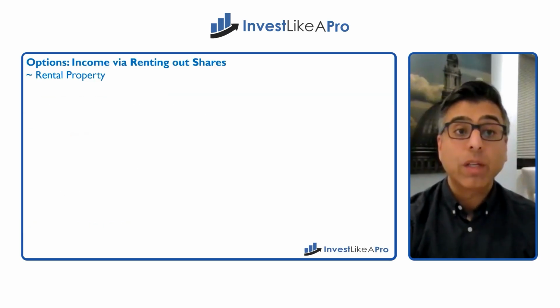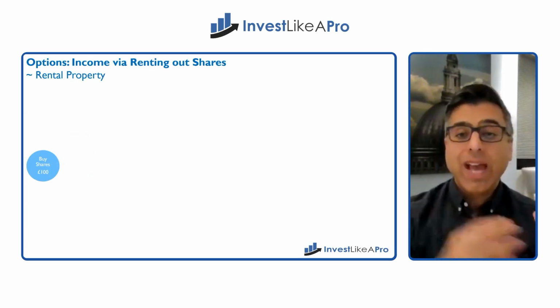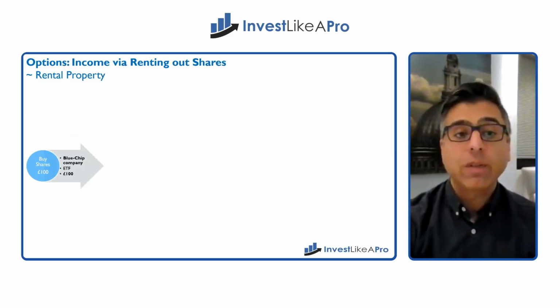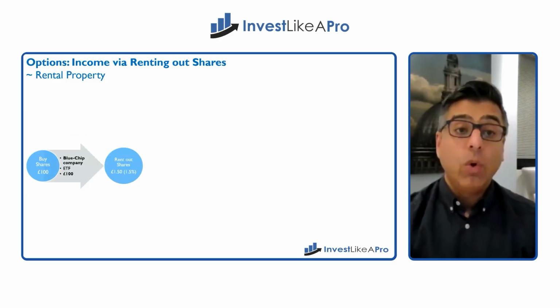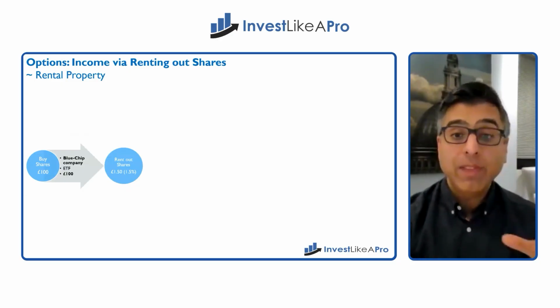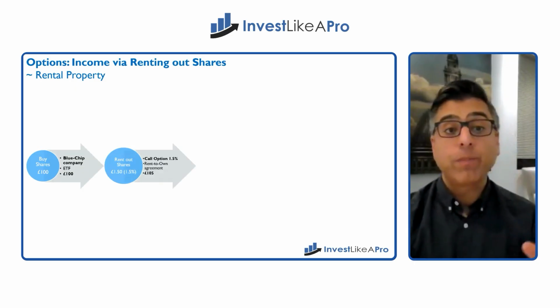So that's how options work, right? So think about it like this. Put some numbers to it. You buy shares for £100. Let's say it's Microsoft or Apple or whatever your favorite share is. Then you rent it out. You sell your call option, that rent-to-own agreement. You get £1.50 or 1.5%, and these are monthly income amounts, right? So you get 1.5% per month.